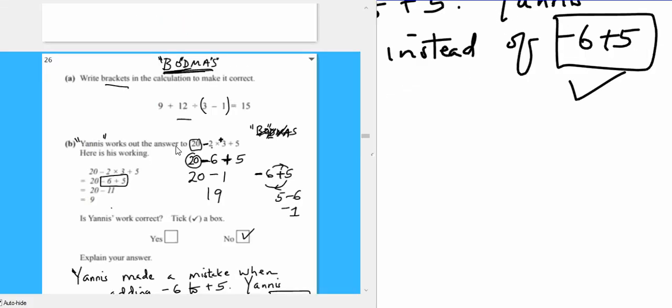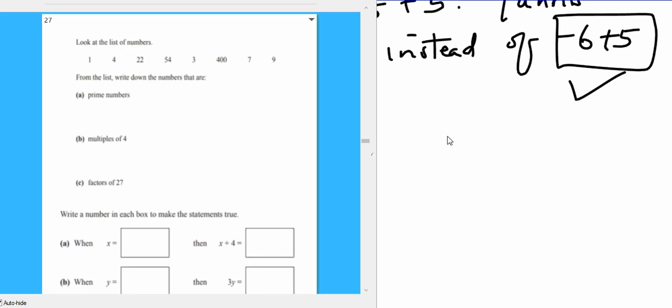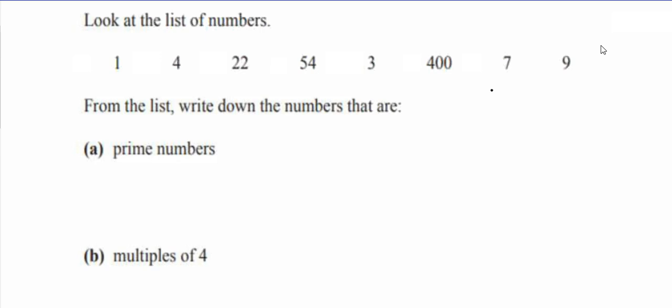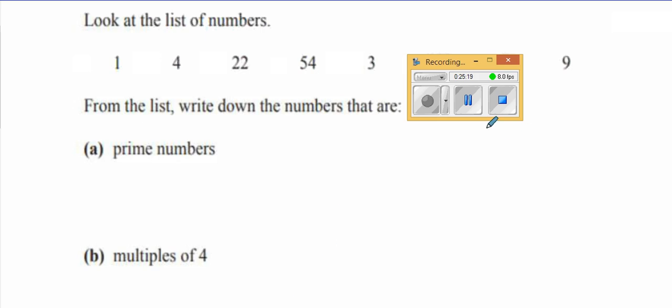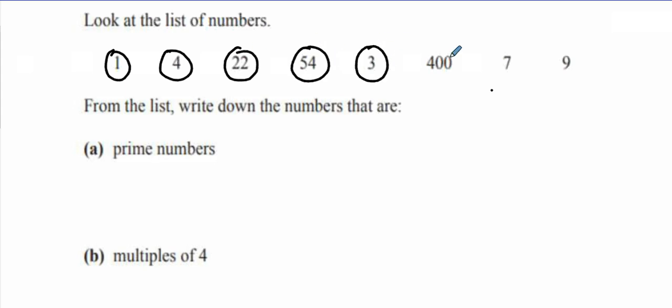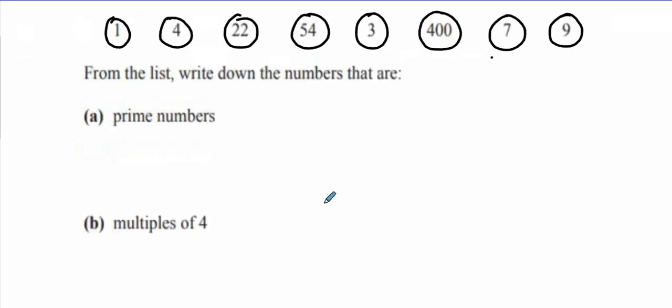Okay, let's go to the next question. The next question is over here. This question says, look at the list of numbers. We have 1, 4, 22, 54, 3, 400, 7, 9. From the list, write down the numbers that are prime numbers.